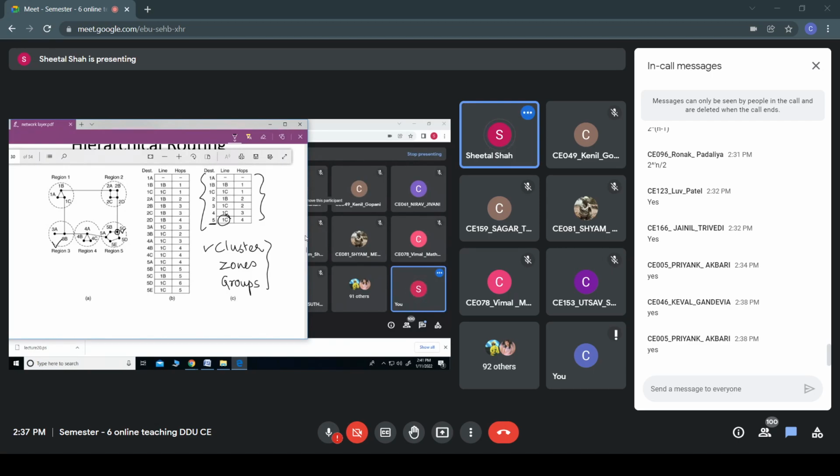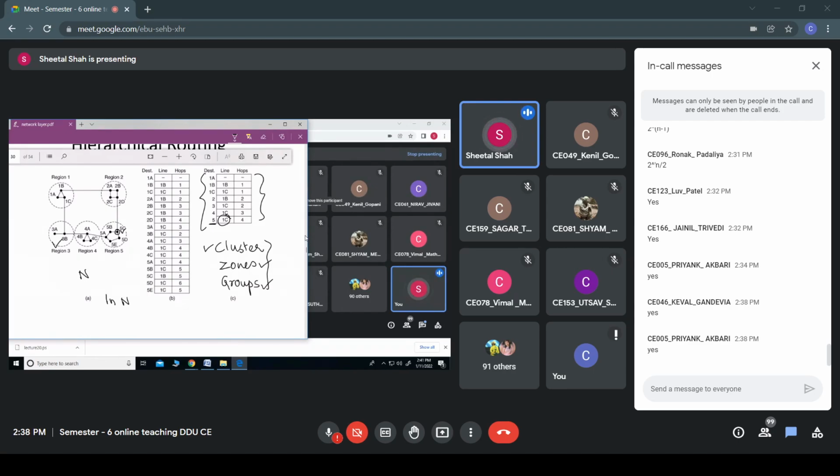And as I told, if we group a number of regions, it is known as a cluster, and clusters can be grouped together, which is known as zones. Zones can be grouped together, which is known as groups. Now, what should be the ideal number of levels in this hierarchy? If there are n routers in a subnet, then natural log of n, that many hierarchical levels should be there for these routers.